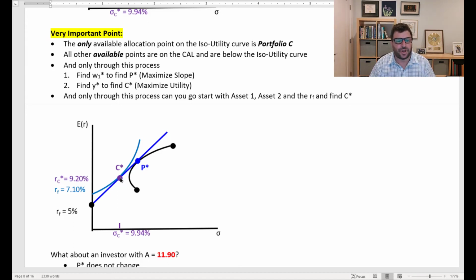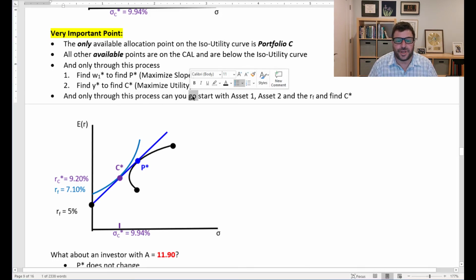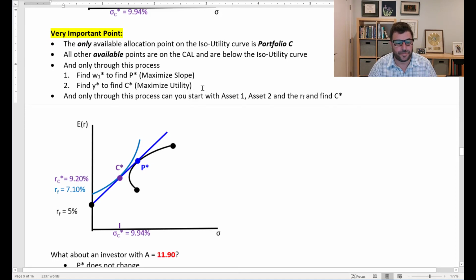And so we find W1 star to find P star, which maximizes the slope, and then we find Y star to find C star to maximize utility. So again, P star maximizes risk-return trade-off, or slope, or the Sharpe ratio. C star maximizes utility. And only through this process can you start with asset 1, asset 2, and the risk-free and find C star.